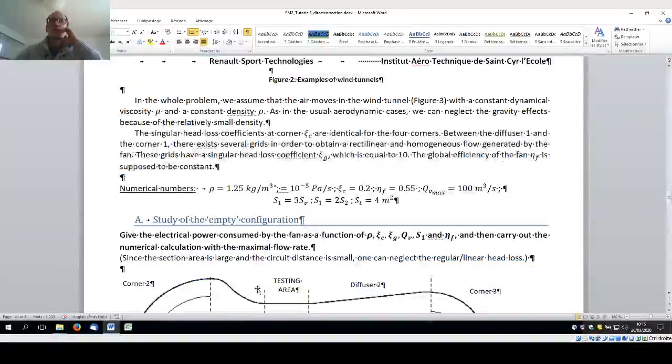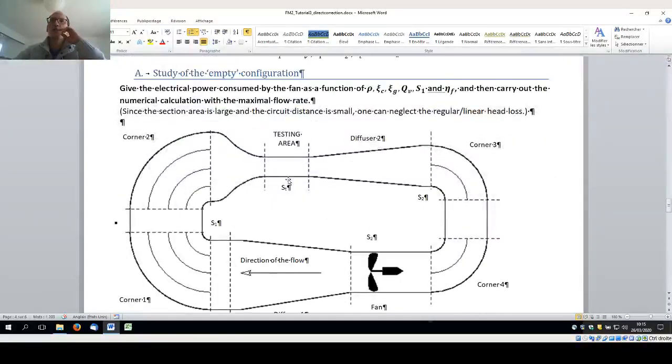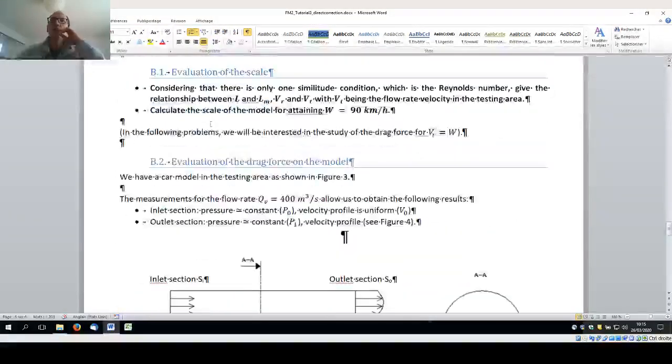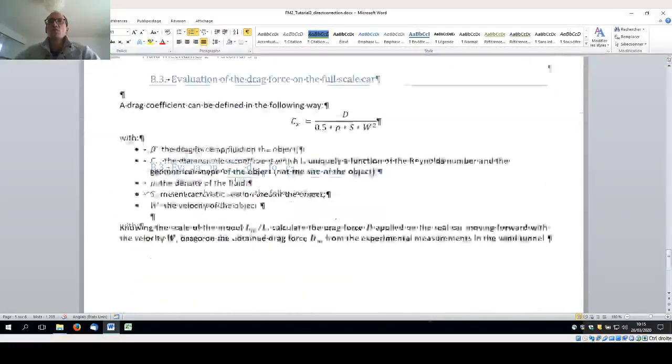So this is the first case where we study just the wind tunnel in an empty configuration here, and for the second part we'll study with the car model and study what's happening in terms of forces exerted on the car.